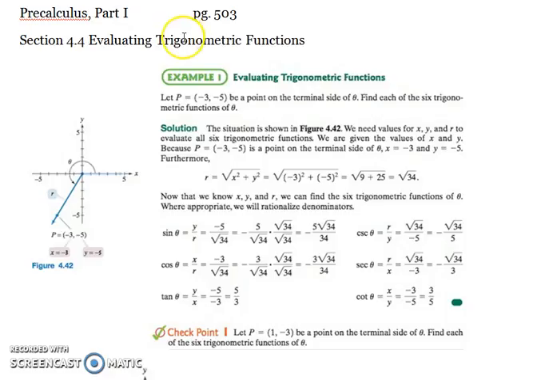So it's giving you a point on the terminal side of theta. That just means that that's the far point of the triangle. The easiest way to do this is actually to draw the triangle. If the point is (-3, -5), without lifting your pencil, you actually draw the triangle. So if we go -3 on the x and -5 on the y, that point right there is the far side of our triangle.